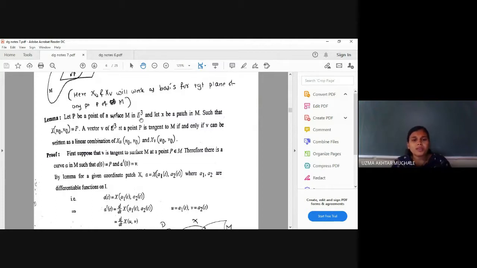Now we have to show that any vector V can be written as a linear combination of Xu and Xv. So in this part, we just have to prove that Xu and Xv are nothing but the basis vectors.